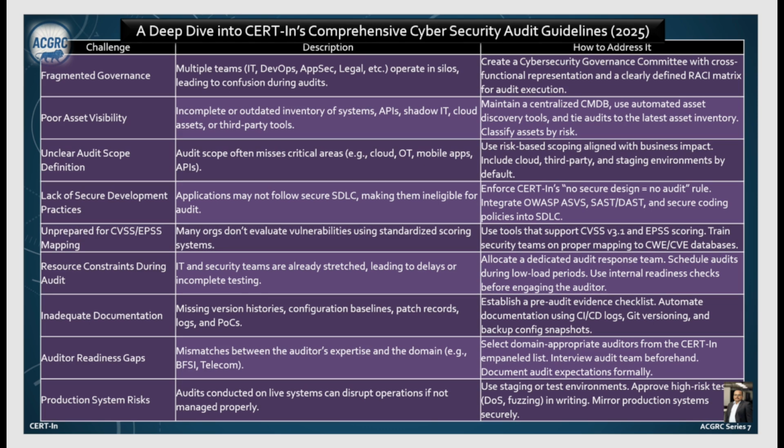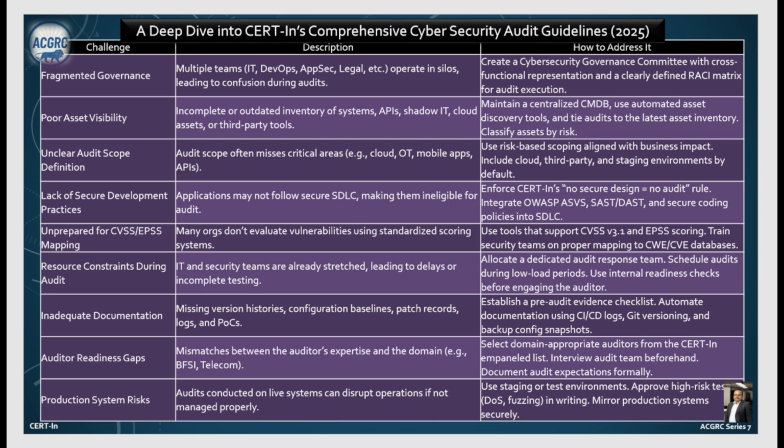The next challenge is missing version histories, configuration baselines, patch records, logs, and POCs. This is a case of inadequate documentation. You can address this by establishing a pre-audit evidence checklist. You can look at automating documentation using CI/CD logs, Git versioning, and backup config snapshots.